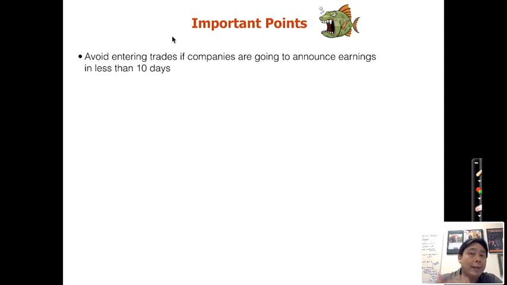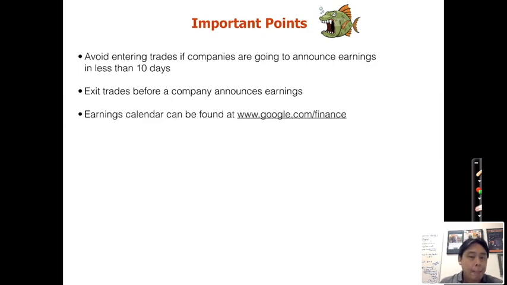Okay, how do you know when earnings are going to be announced? Well, if you look at the Think or Swim charting software, you can see a dollar sign. When you see the dollar sign coming up, right, avoid entering a trade. You can also go to any website like Google Finance, google.com/finance, and you can check the next upcoming earnings date for that stock you're going to enter. Next, exit trades before earnings. You can find the earnings calendar at that place.